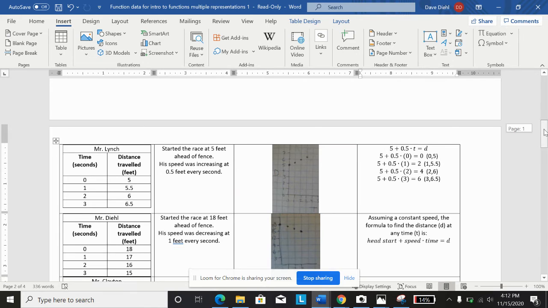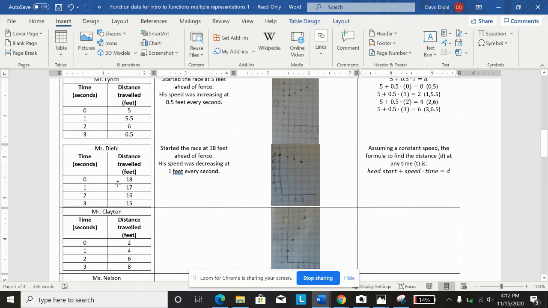So let's look at another example. Let's look at my race. Now, my race is a little different because I started the race at 18 feet. We can tell that because at time equals 0, I'm at 18. But my speed was decreasing 1 foot every second, right? So I'm going down 1 foot every second.